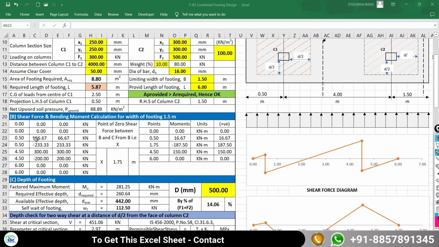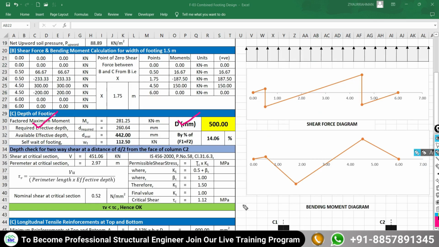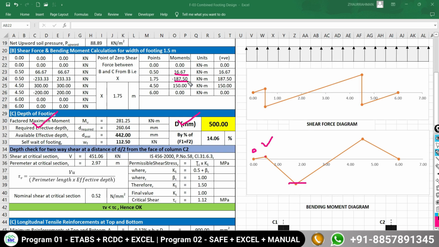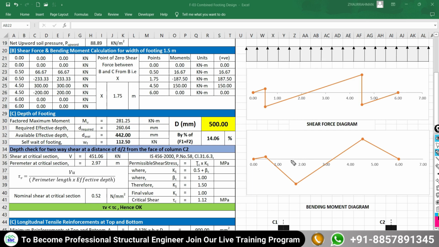Okay, so in respect of the calculation of the shear force and the bending moment along the span of your combined foundation, the shear force diagram is present here, and the bending moment diagram here. So at the edge 0 bending moment, under the column 16.67, in between C1 and C2 the maximum bending moment is negative 187.5, and under the column C2 the bending moment is what? 150 kilonewton meter, and at the edge the bending moment is 0. So in respect of all these bending moments, we have to find out how much effective depth and overall depth is required.